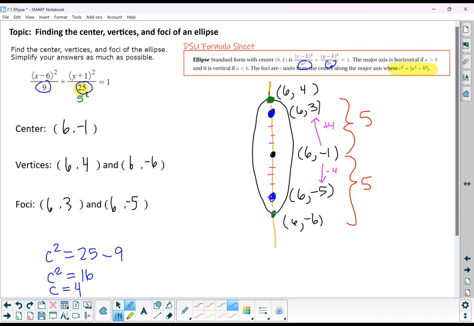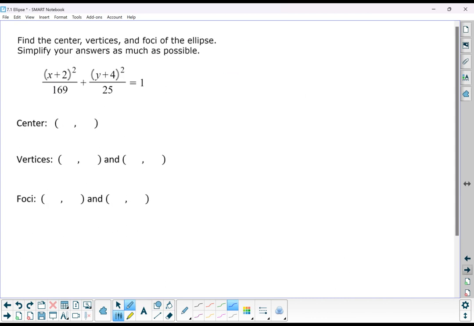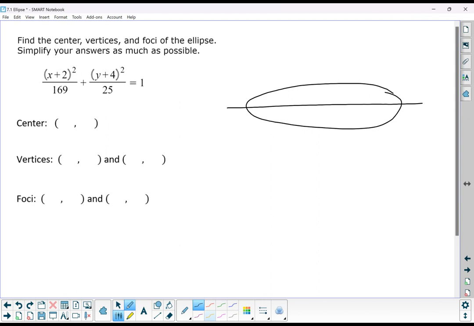This is kind of tricky, so we're going to do one more. This one is going to be horizontal. So we have a 169 underneath our x plus 2 squared, so that's a larger number than 25. So this is going to be sort of a wide ellipse. So my major axis is horizontal here. The center of the ellipse is at -2, -4.